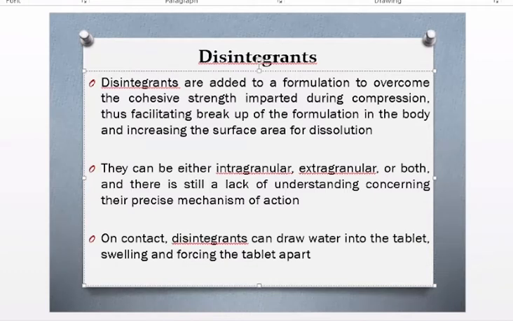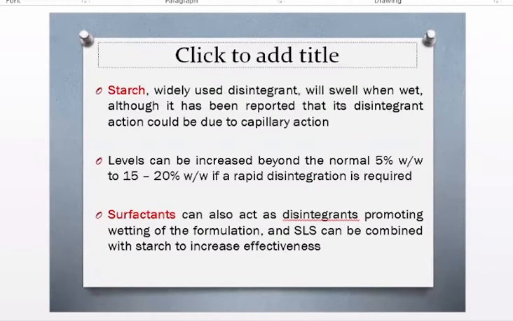So ideally, what happens is that on contact, disintegrants can draw water into the tablet, and then it's going to swell, forcing the tablet to break apart. Okay, so that's typically taken as how disintegrants bring about disintegration. First, they will draw water into the tablet, and then they will swell. Once they swell, they force the tablet beyond its normal dimensions.